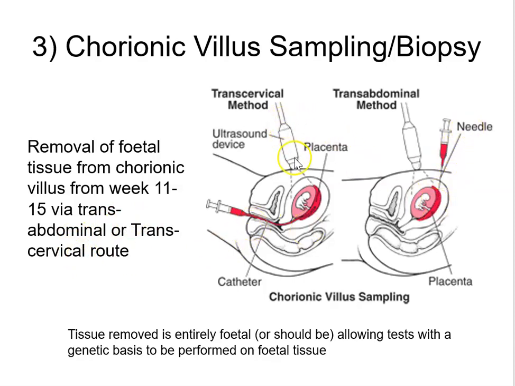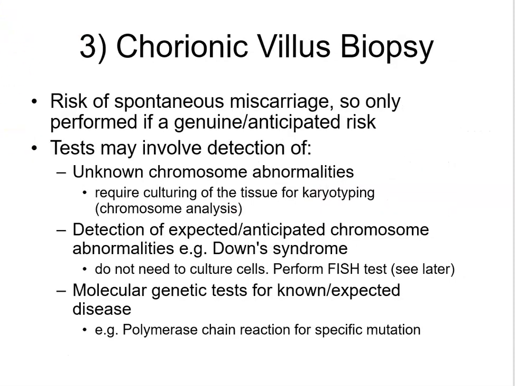Here we're using an ultrasound to direct a needle or a biopsy to obtain fetal placental material. And you have to remember that part of the placenta will contain maternal cells, part will contain fetal cells, so we want to make sure we are getting some fetal tissue, otherwise the test would be compromised. The chorionic villus biopsy has a risk of spontaneous miscarriage, so it's only done if there's a genuine or anticipated risk.